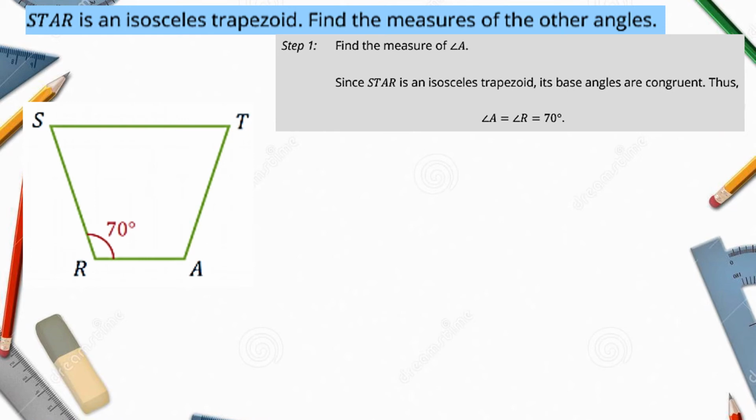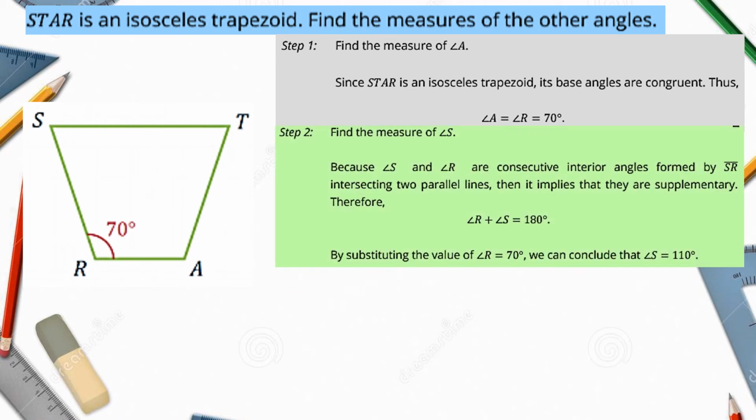So, since STAR is an isosceles trapezoid, its base angles are congruent. So, meaning A is equal to R. So, meaning angle A is equal to 70 also. Kasi nga, katabi niya si R. Next, step 2, find the measurement of angle S. So, doon naman tayo kay angle S.